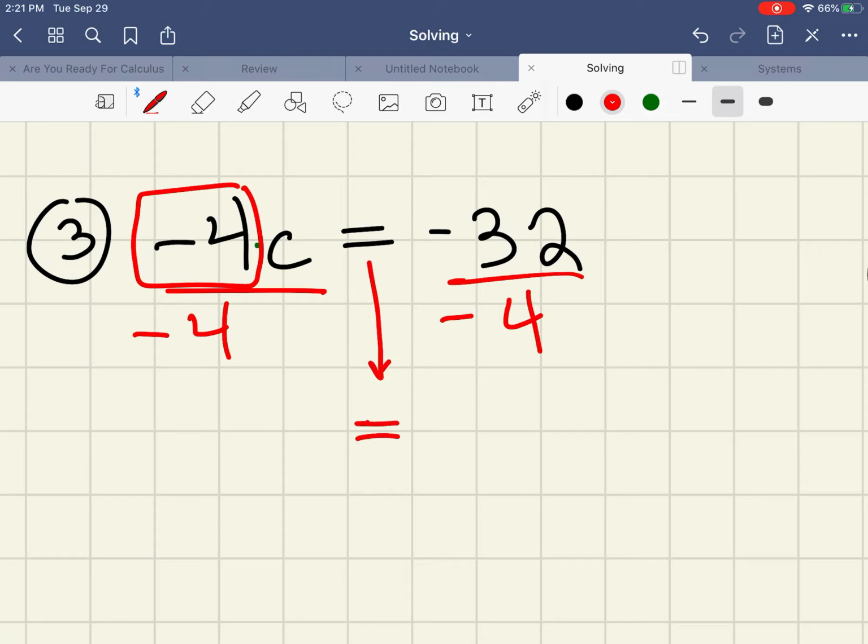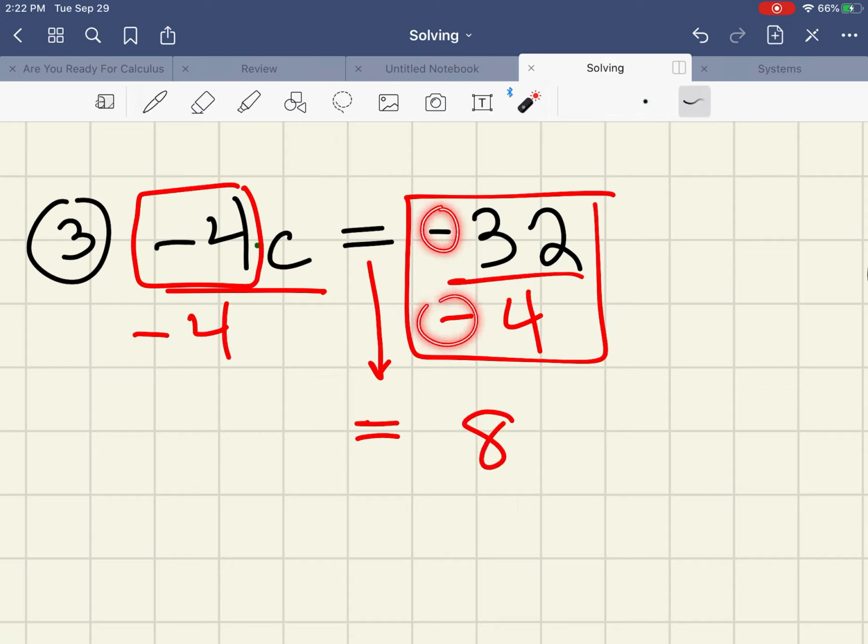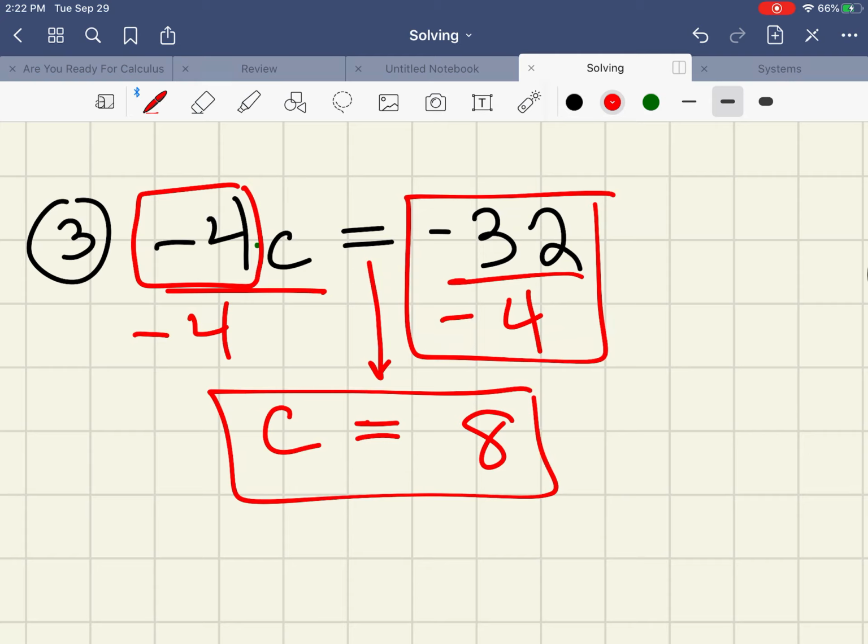Again, the equation drops down. The result of division, 32 over 4 is 8, and the negative over negative would cancel. The 4 and the 4 cancel, and the negatives cancel there. So I'm left with C equals 8.